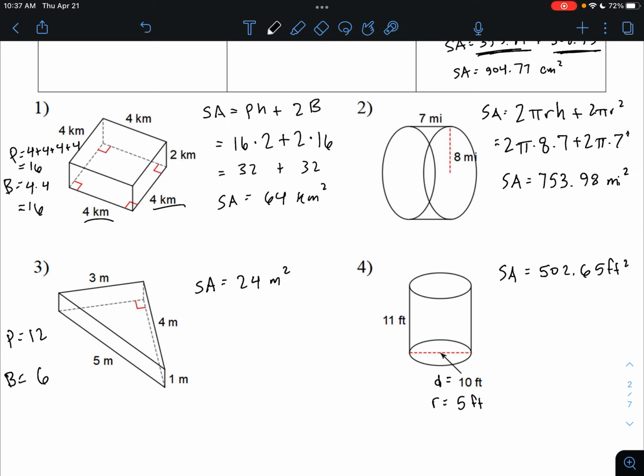That's all I have for today. Next time, we'll be looking at surface area of pyramids, cones, and spheres.